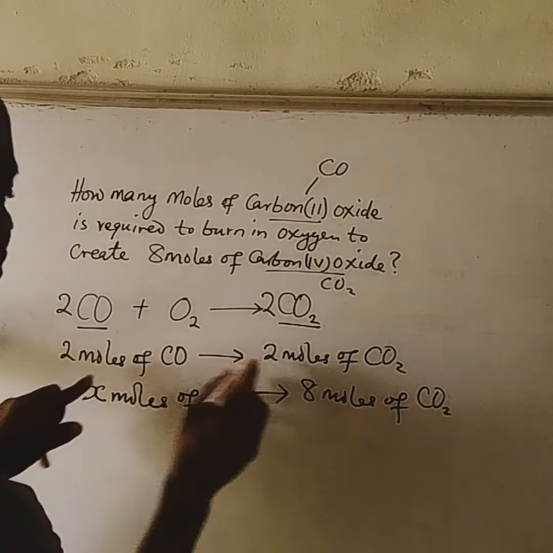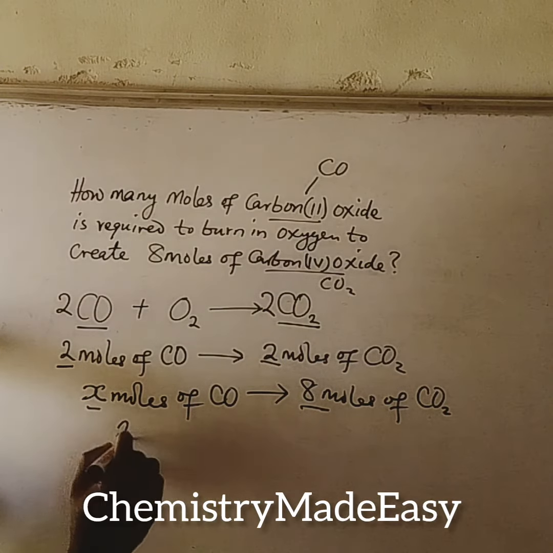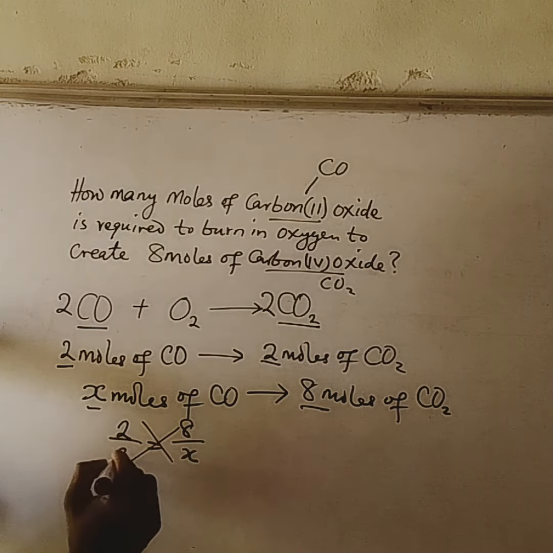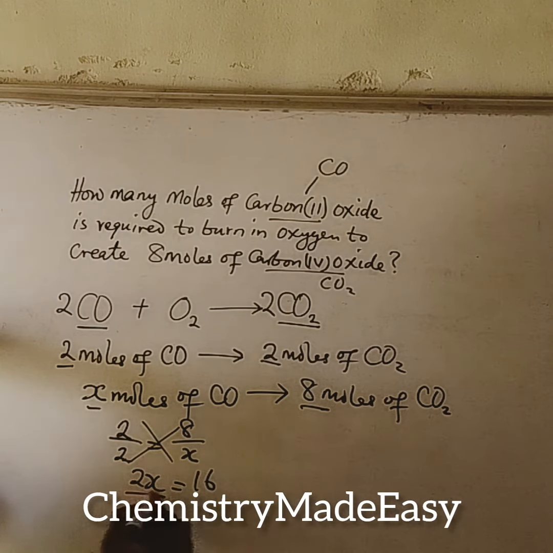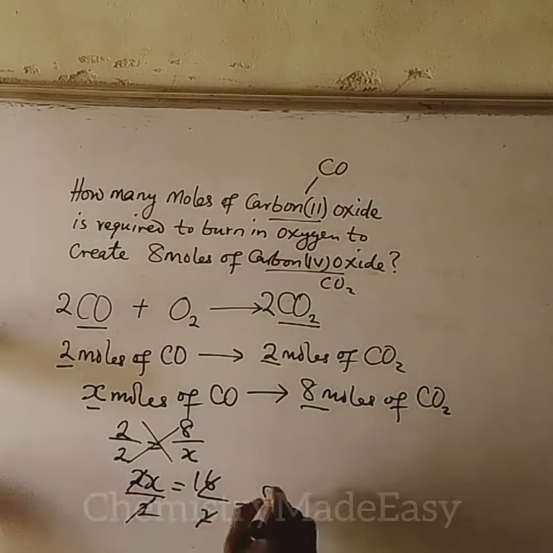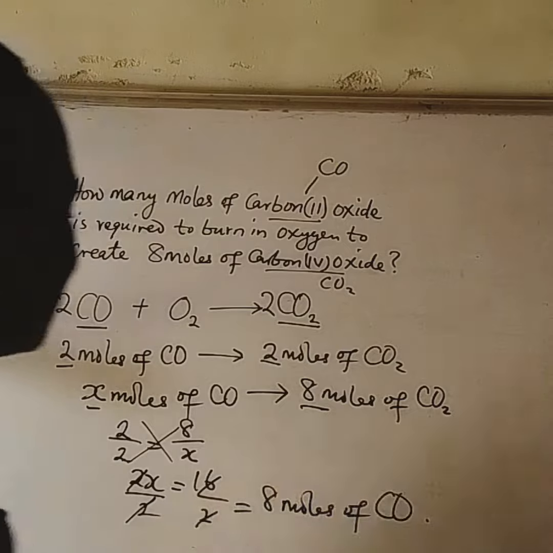So you do your proportion. 2 divided by 2 equals 8 divided by x. 2 over 2 equals 8 over x. When you clear the fraction, 2 times x is 2x. 2 times 8 is 16. You divide both sides by 2, the coefficient of x, and you are going to get 8. So 8 moles of carbon monoxide is required.